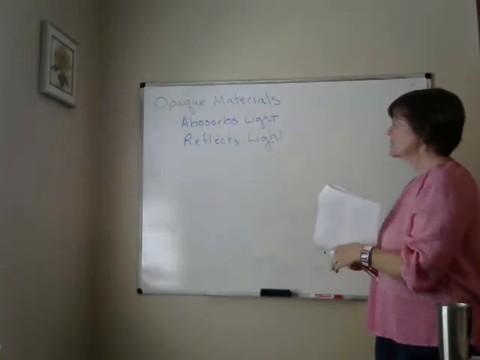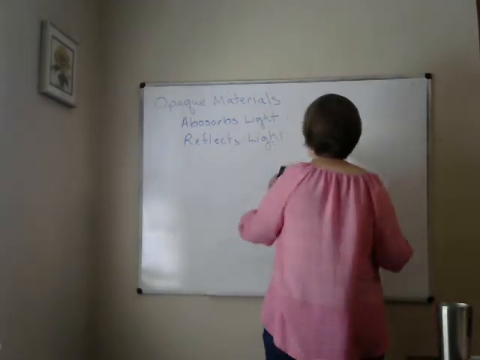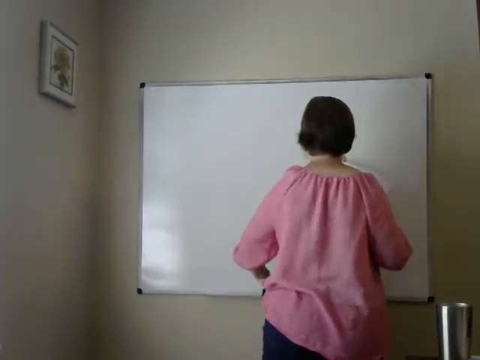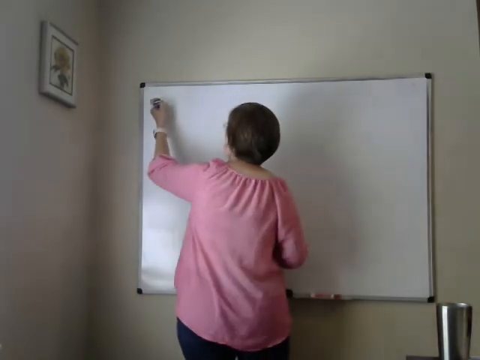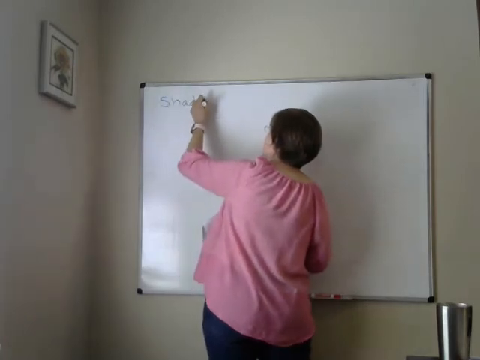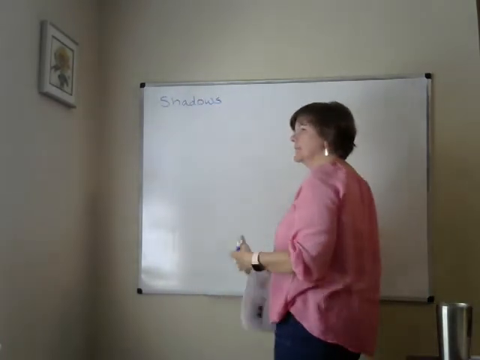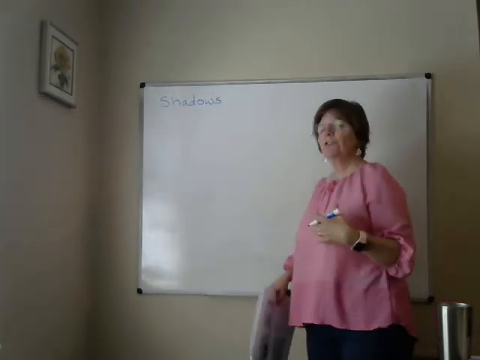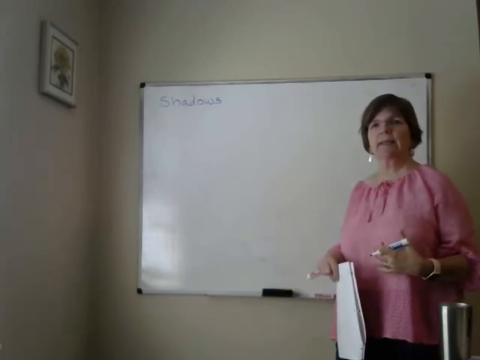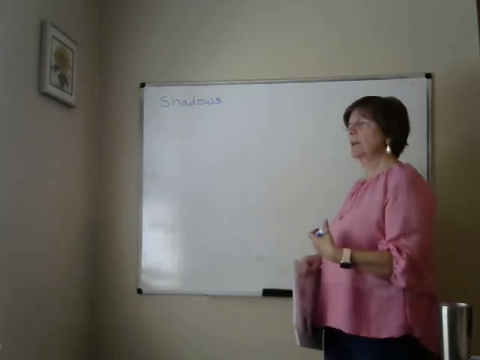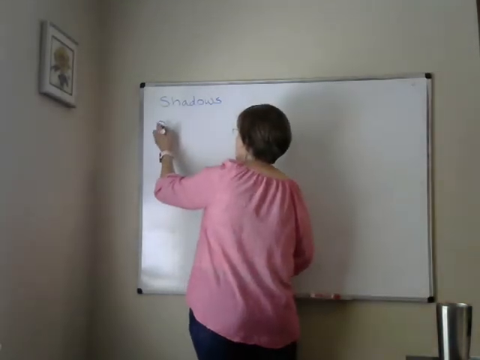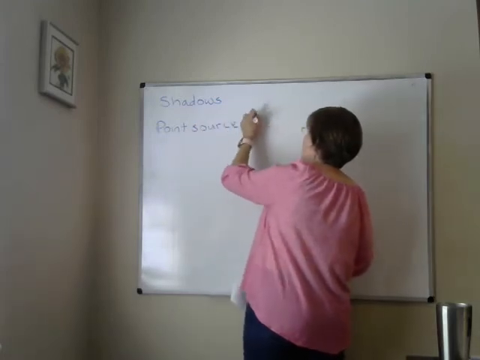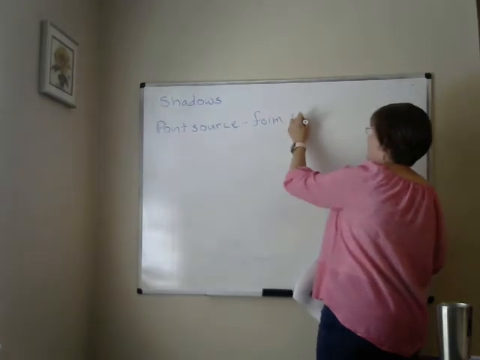What about shadows? We get a shadow when something blocks the rays of light. You know if you go outside and you stand in the sunlight, you can see a shadow. Shadows can be very sharp or they can be kind of fuzzy around the edges, and it kind of depends on the light source. Generally, point sources form sharp shadows.